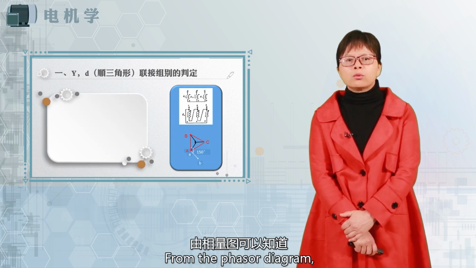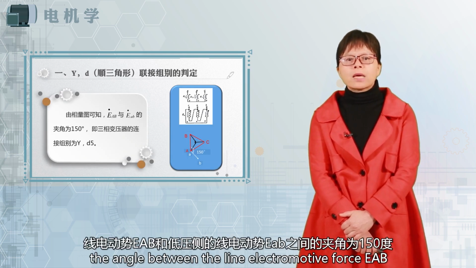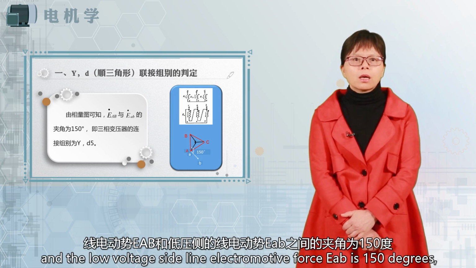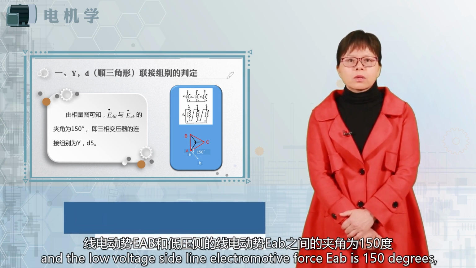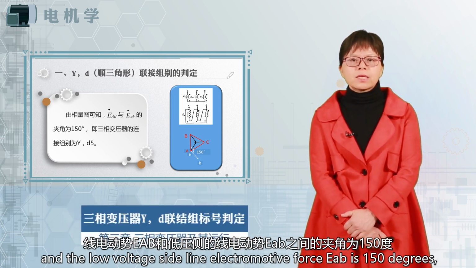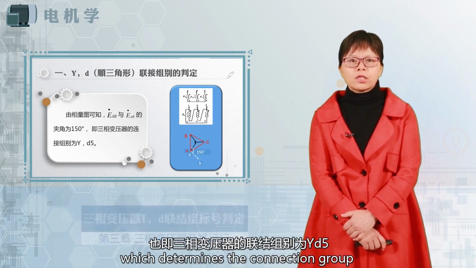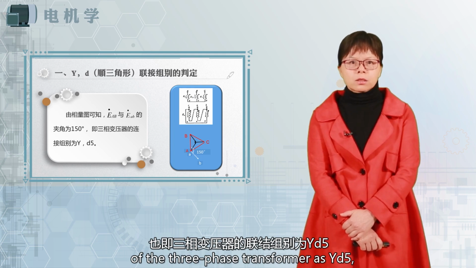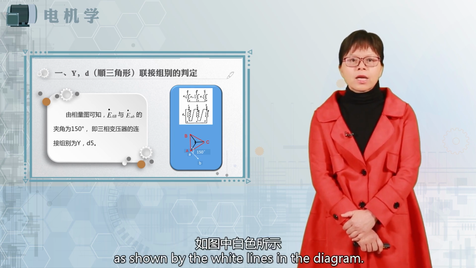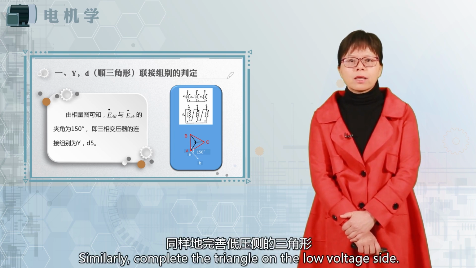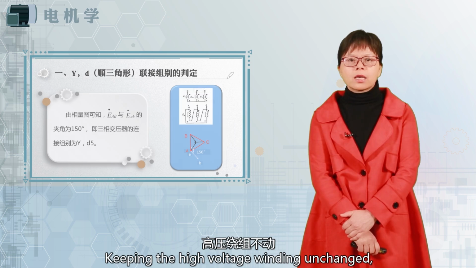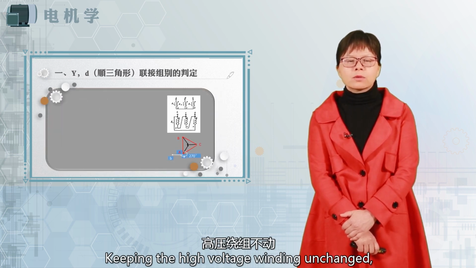From the phasor diagram, the angle between the high voltage side line electromotive force EAB and the low voltage side line electromotive force EAB is 150 degrees, which determines the connection group of the three-phase transformer as YD5, as shown by the white lines in the diagram. Similarly, complete the triangle on the low voltage side, keeping the high voltage winding unchanged.